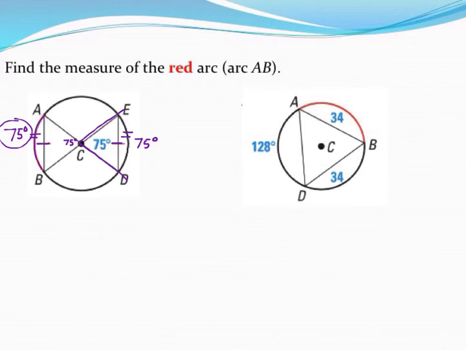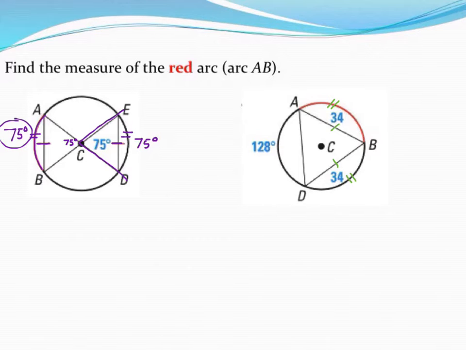Over here, once again, I have no tick marks, but the chords are the same length. They're both labeled 34, so I'll add tick marks to show that those two chords are congruent, which tells me then that these two arcs are congruent. Now, just be careful on this one. Even though this arc over here is labeled 128 degrees, that doesn't mean the red arc is 128 degrees. This arc over here is not congruent to the other two. Instead, they're congruent to each other.